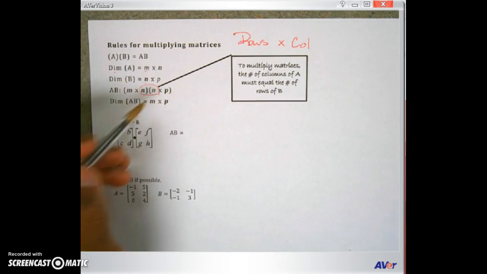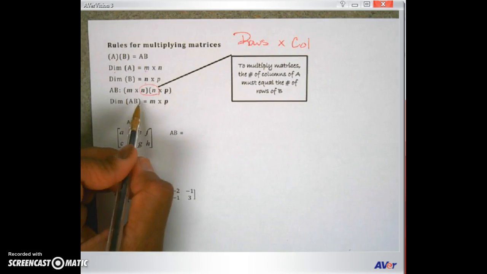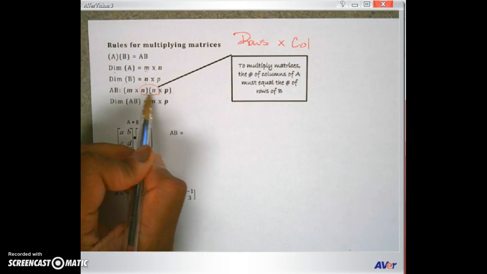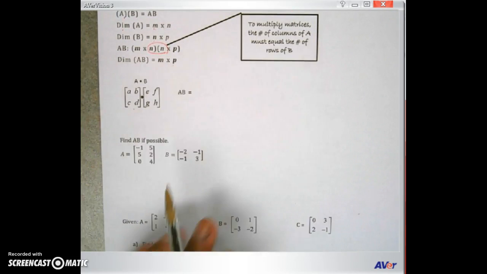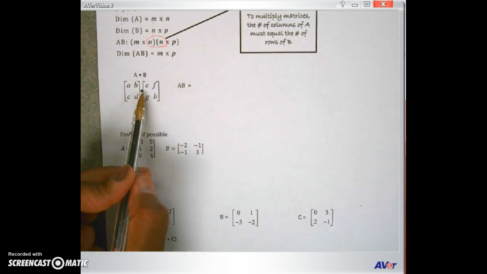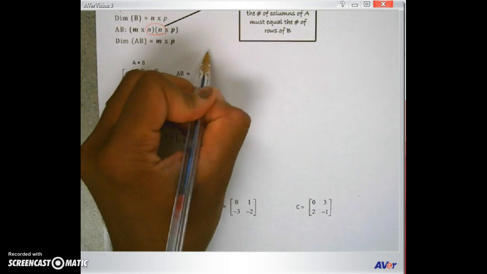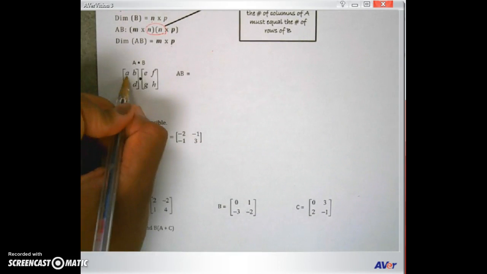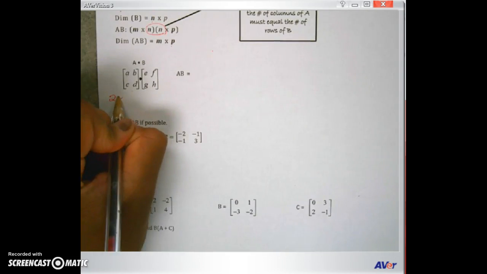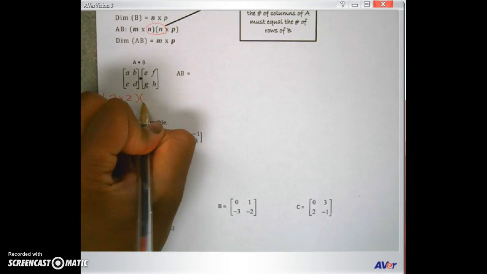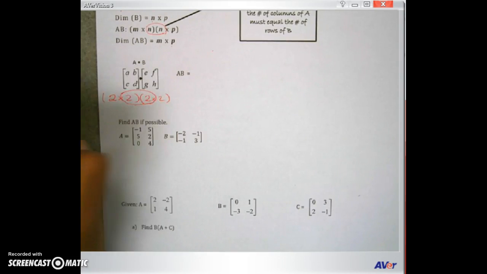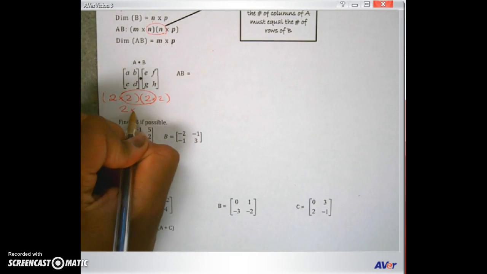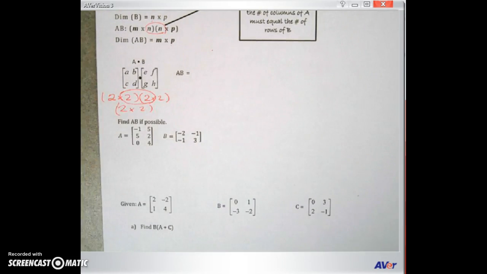But in order to multiply, beautiful people, you have to make sure that these dimensions work out for you. They have to be the same number, which is what this is basically saying. So let's try this with variables first and see how we do. First of all, this is a 2 by 2 matrix, 2 rows by 2 columns. And this is 2 rows by 2 columns. So these two numbers match up, which is great. My result should be a 2 by 2 matrix. Okay, let's check it out.